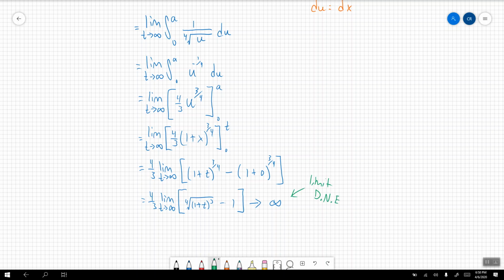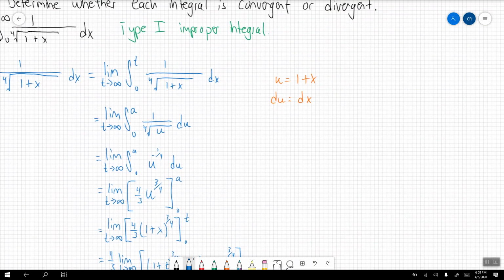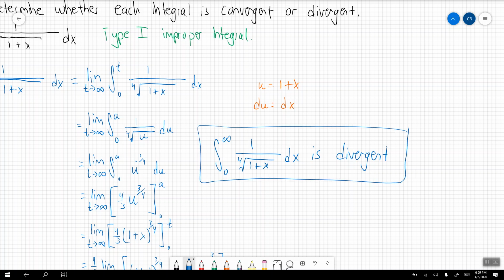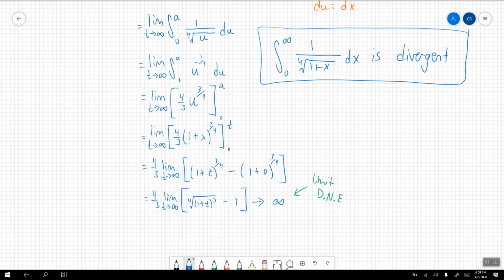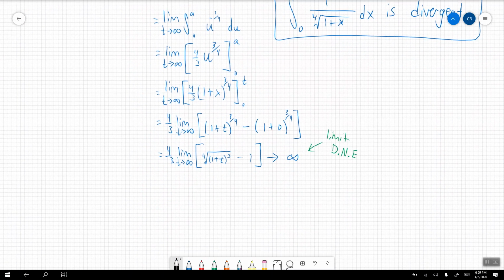Limit does not exist. Well, what does that tell us about our integral? To summarize, the integral from 0 to infinity of 1 over the 4th root of 1 plus x dx is divergent. Divergent, again, means that it does not exist. So there we are, the first integral, part A, done. It is divergent. All right, let's work on part B now.